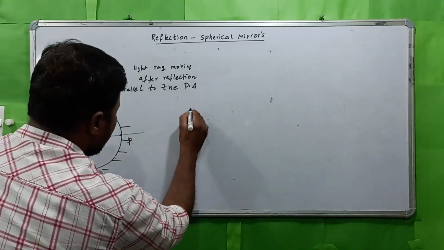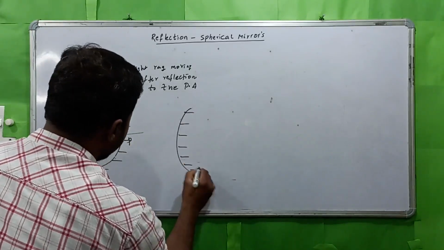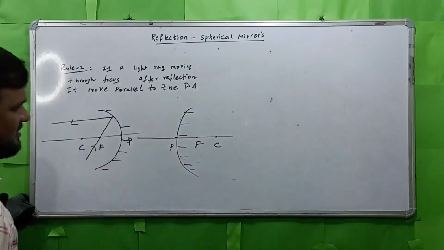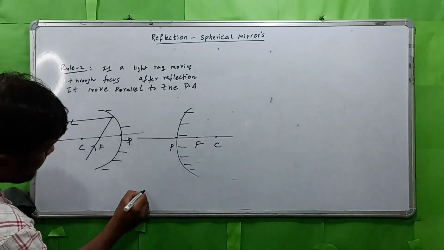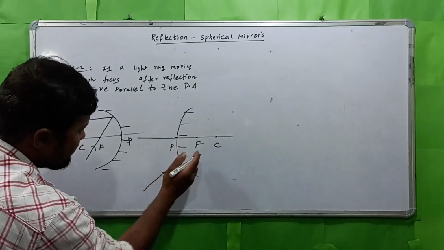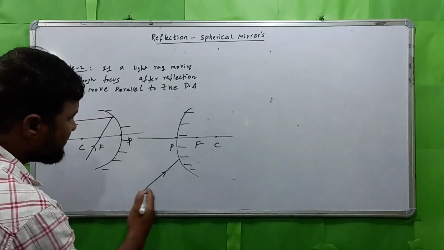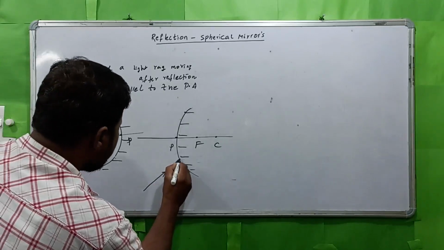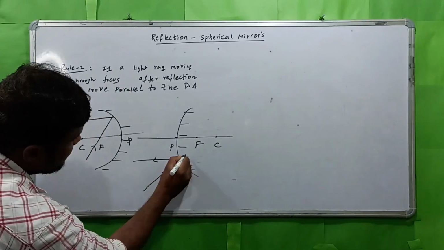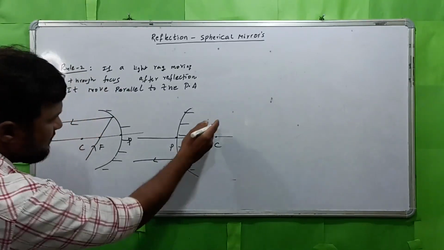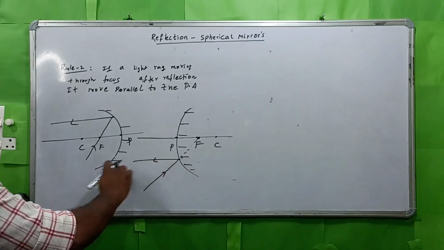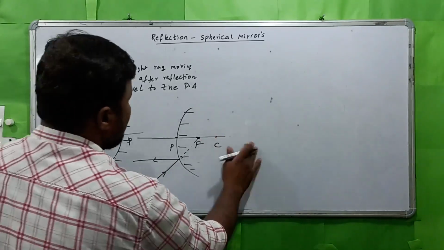I will draw for the convex mirror. Convex mirror, pole, focus, center of curvature. If your ray is moving through the focus, it looks like it is moving through the focus. But actually, reflection takes place from the surface. After reflection, it moves parallel to the principal axis. But it looks like it is moving through the focus this way. After reflection, it moves parallel to the principal axis from the surface of the convex mirror.